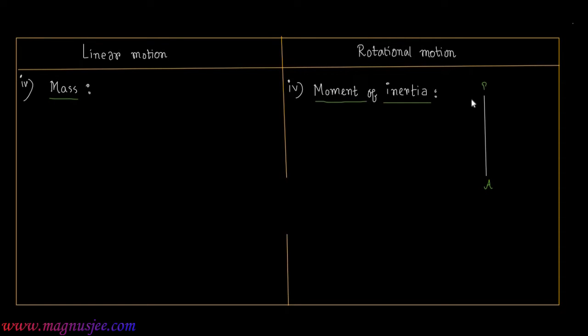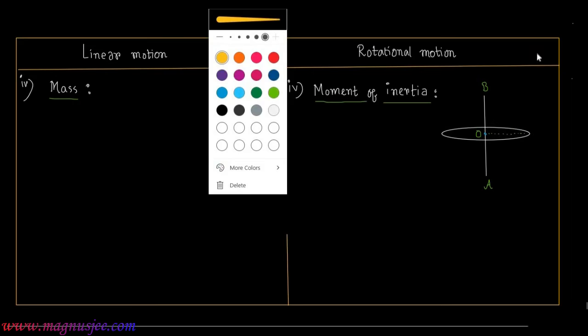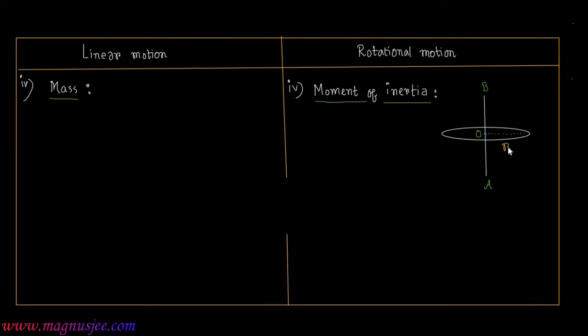In the diagram, AB is the axis of rotation about which a body will rotate. This is the circular orbit, and O is the center of this circular orbit. We can denote the perpendicular distance, or radius, of the circular orbit. Here r is the perpendicular distance of a body which will be revolving around the axis from the axis of rotation. So this is the body of mass m, and r is the perpendicular distance.